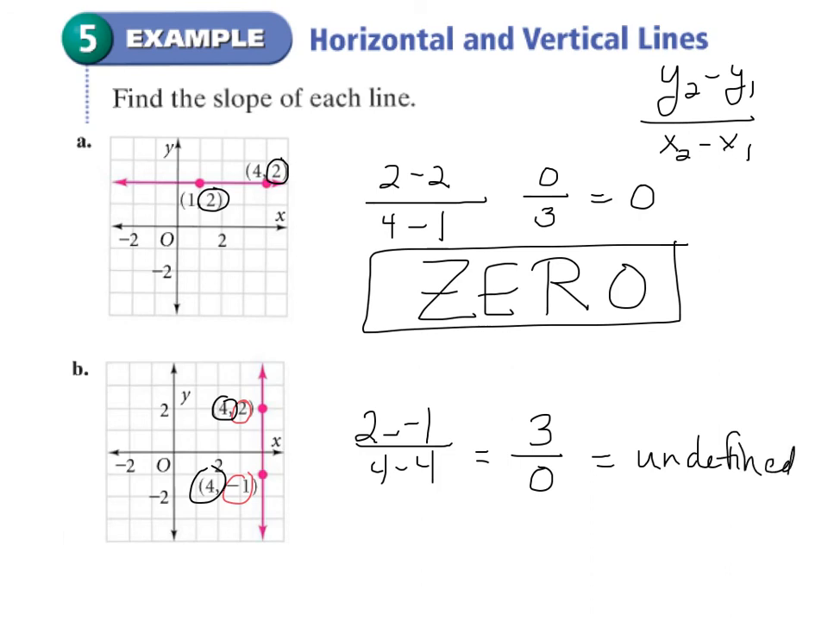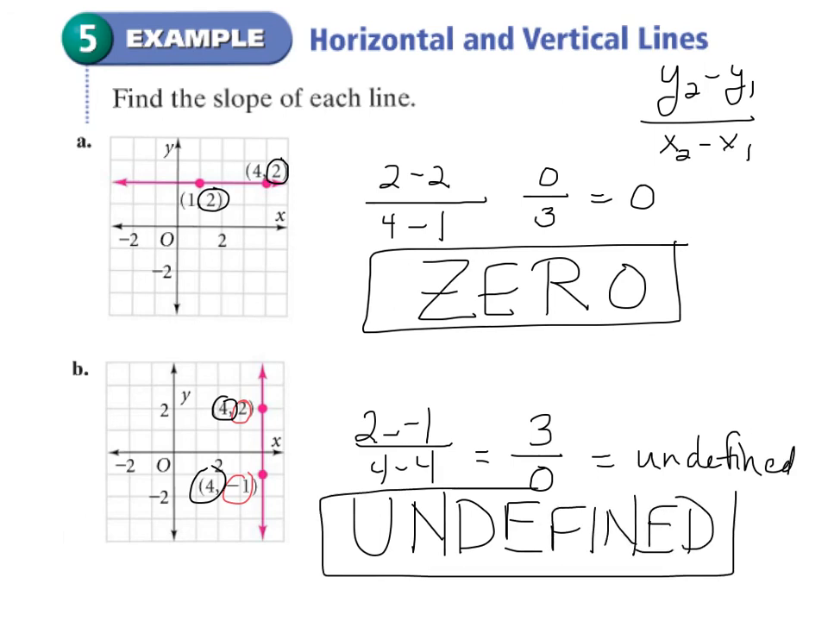Therefore, any vertical line has a slope of undefined. Hence why this is not a function. This cannot be a function because it crosses the same y value at two different points.